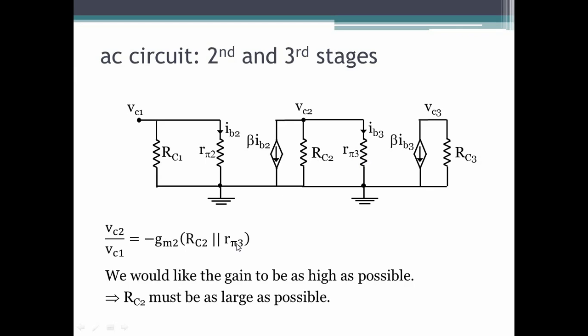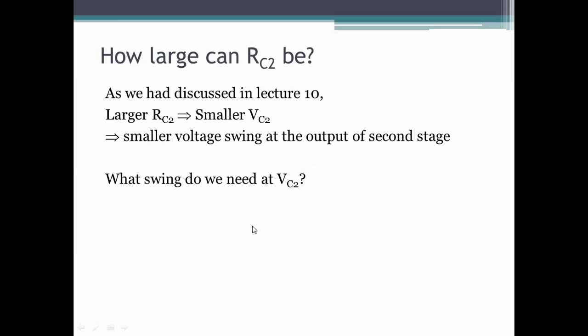Now, of course, we would like this gain to be as high as possible, because this is a gain stage. From this expression, we conclude that for the gain to be as high as possible, RC2 must be as high as possible, and R-pi 3 also must be as high as possible. Alright. Now let's think of the effect of RC2 on the DC voltages. The larger the RC2, the smaller will be VC2, and the smaller will be the voltage swing at the output of the second stage.